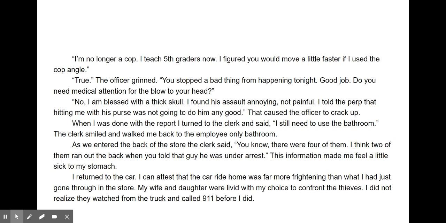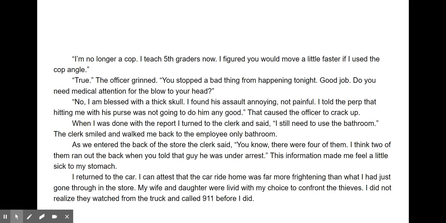Nah, I'm blessed with a thick skull. I found his assault annoying, not painful. I told the perp that hitting me with his purse was not going to do him any good. That caused the officer to crack up. When I was done with the report, I turned to the clerk and said, I still need to use the bathroom. The clerk smiled and walked me back to the employee-only bathroom.